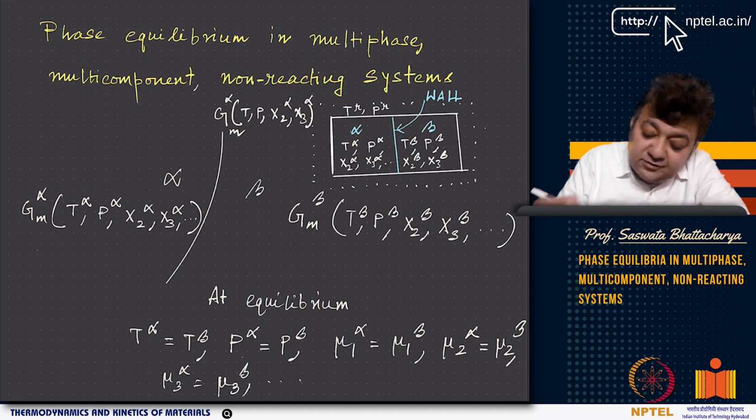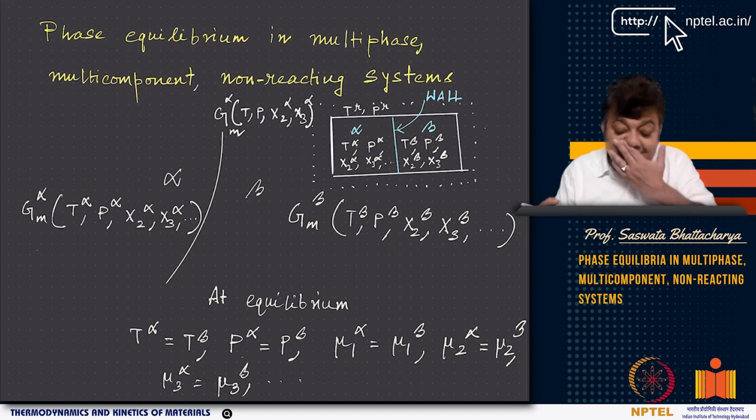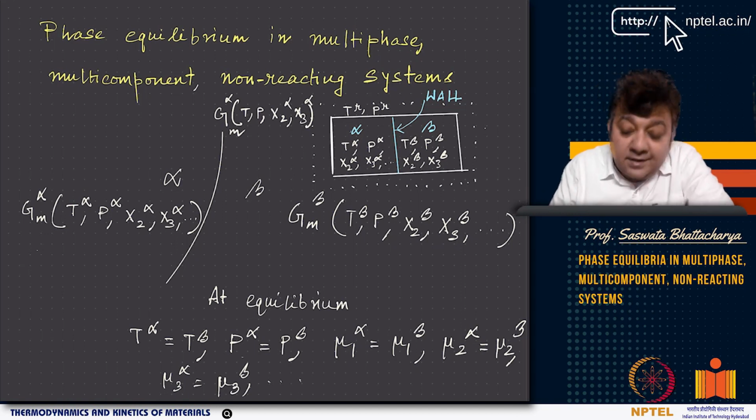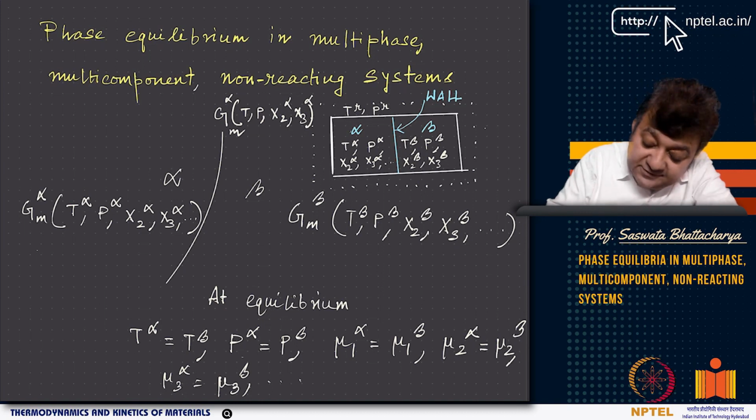So basically, when we look at phase equilibrium in multi-phase, multi-component, non-reacting systems, we are looking at the total free energy to be minimized, and the total Gibbs free energy is a function of temperature, pressure, and the mole numbers of components in each phase. And we are again assuming that there is a phase boundary.